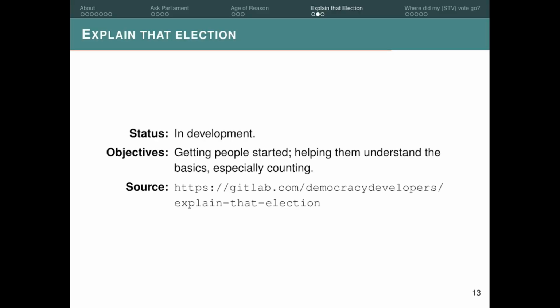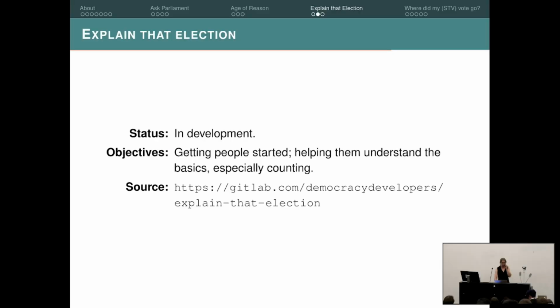I had a screenshot because I didn't know whether the live demo was going to work, but there we go. Okay, the next example is going back to a much earlier phase. This work is being led by Michelle Blom, and the idea is an interactive explanation of how Australian voting works, starting with no prior knowledge assumed.